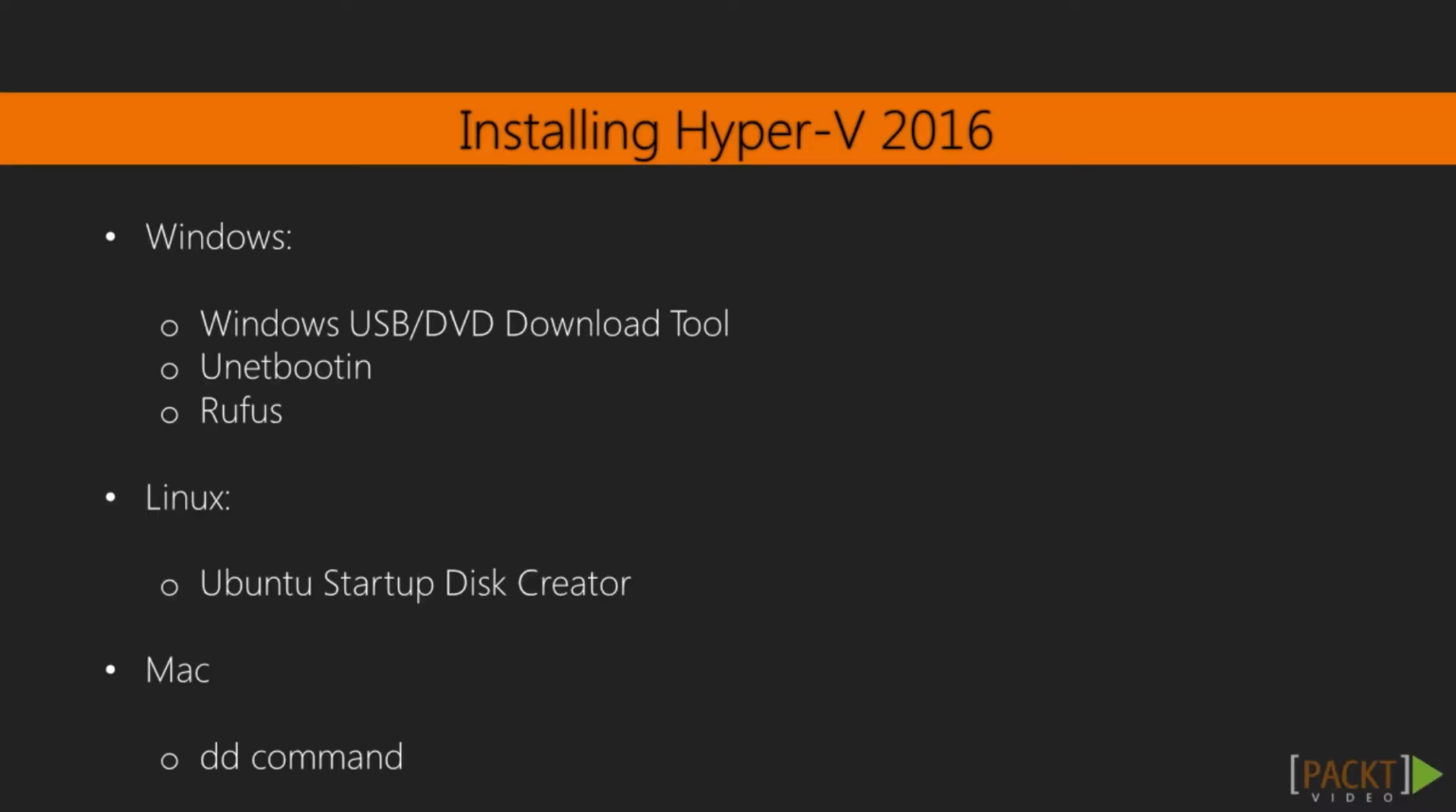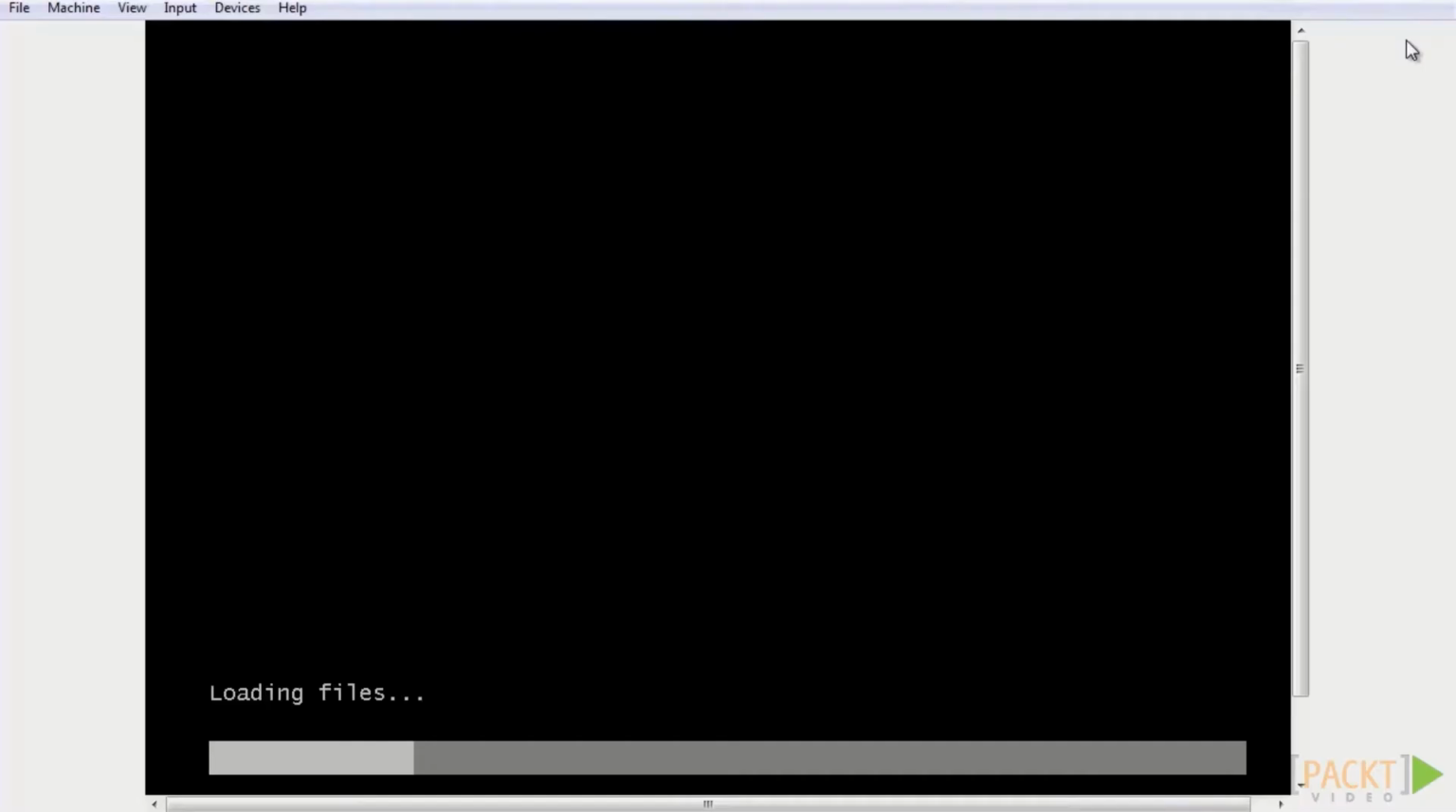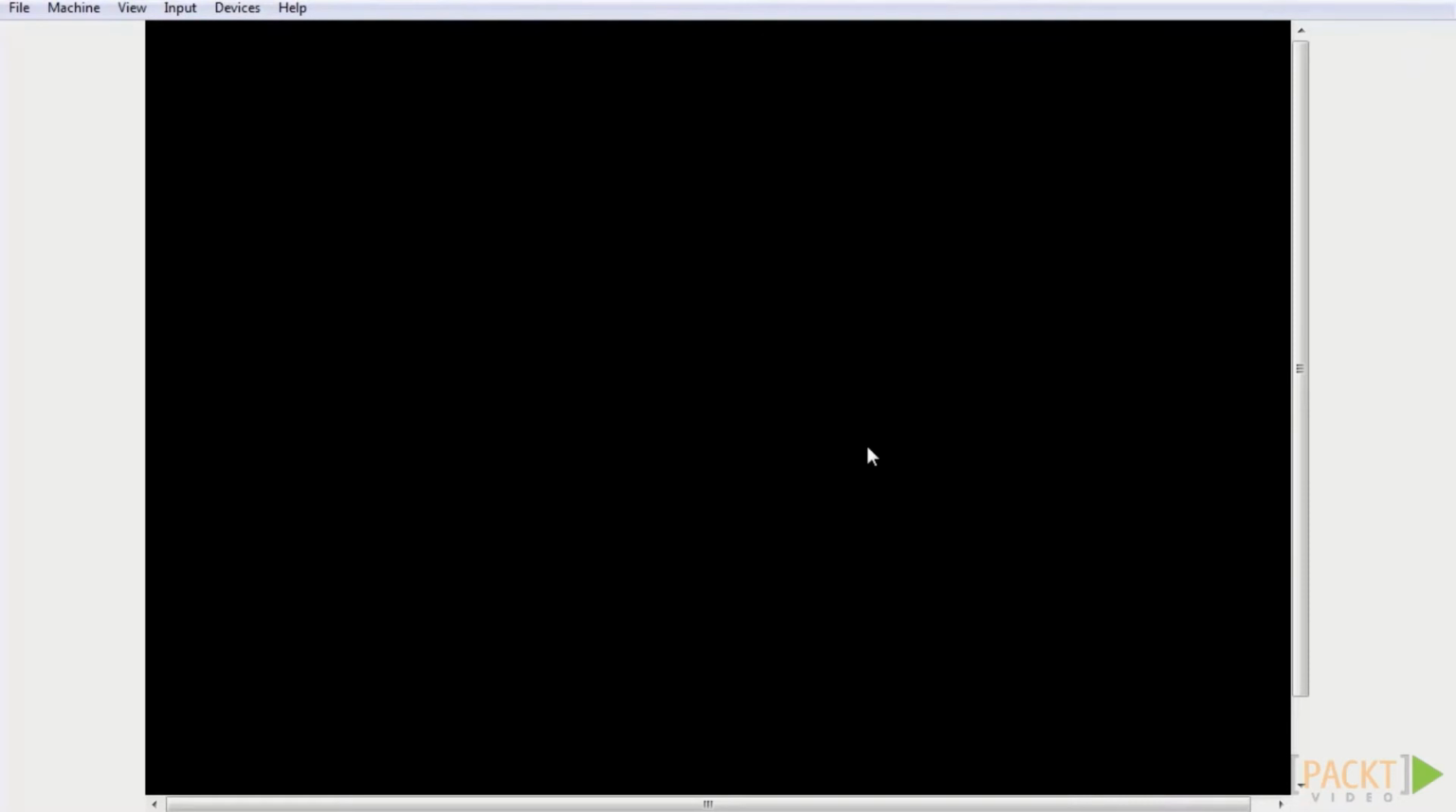Now that you have a copy of the installation image, you will need to create a bootable USB stick. There are various tools and methods for creating a bootable USB stick using Windows, Linux, or Mac. Once you have the bootable USB stick created, you can begin the installation. You can see here I'm booting from my USB stick to install Hyper-V.